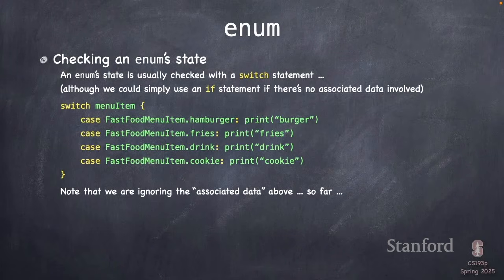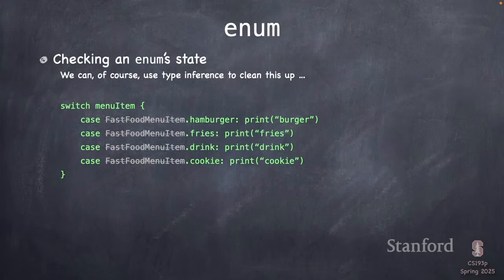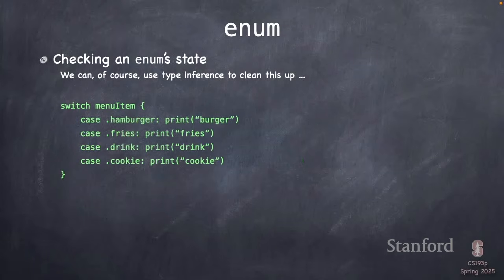And notice I'm not doing anything with associated data here. There's no associated data. This would work even if we'd had that associated data, but I'm not actually looking at the associated data here. And of course, we use type inference, so we wouldn't type FastFoodMenuItem dot by every single time, right? menuItem presumably is of type FastFoodMenuItem, so we would never have that in there. So this is what a typical switch statement would look like.